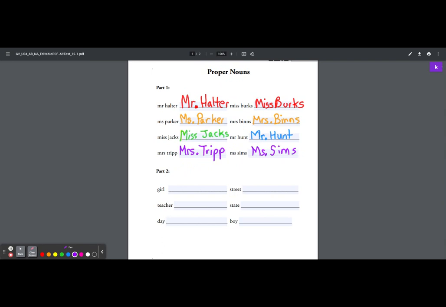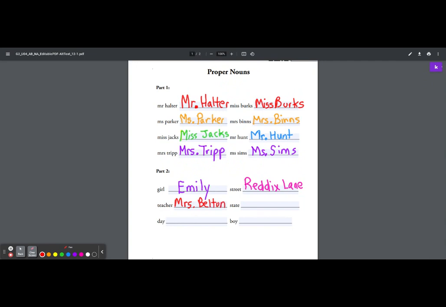Part 2, we have a girl. Just the name of any girl. Let's use Rose again. Let's try Emily. Then we want the name of a street. Let's say the name of our school street name is Reddix Lane. How about the name of a teacher? This time let's try Mrs. Belton.